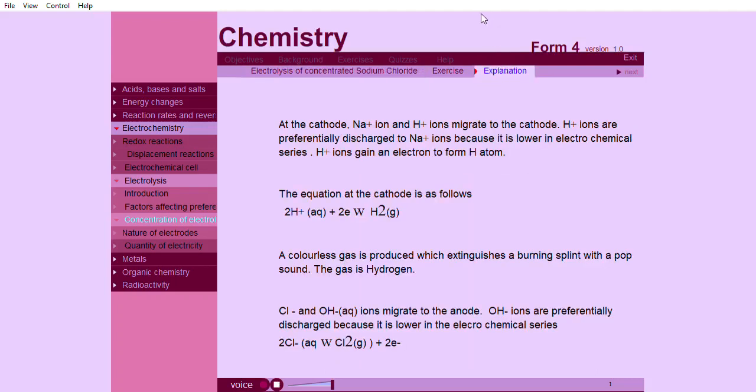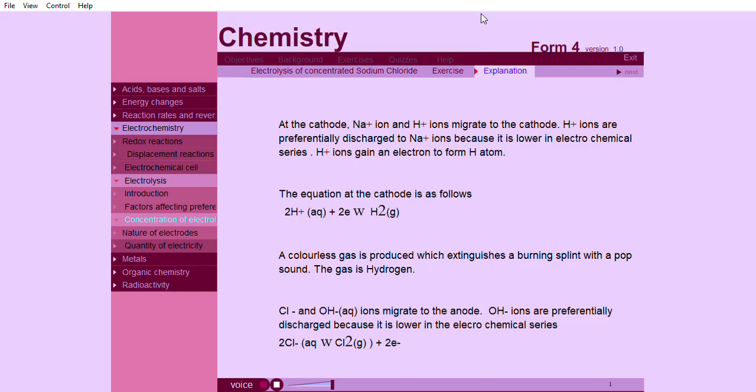At the cathode, sodium ions and hydrogen ions migrate. The hydrogen ions are discharged in preference to sodium ions because hydrogen ions are lower in the electrochemical series than sodium ions. The equation at the cathode is as follows. A colorless gas is produced which extinguishes a burning splint with a pop sound.